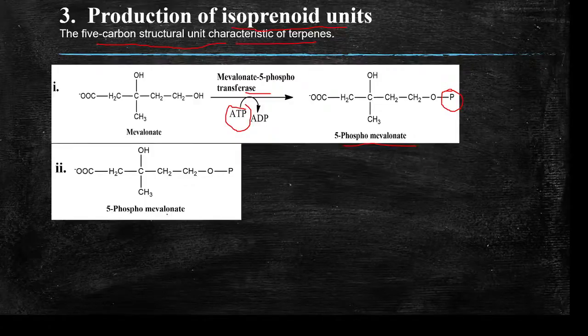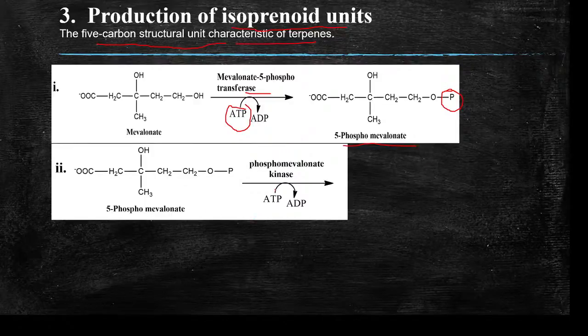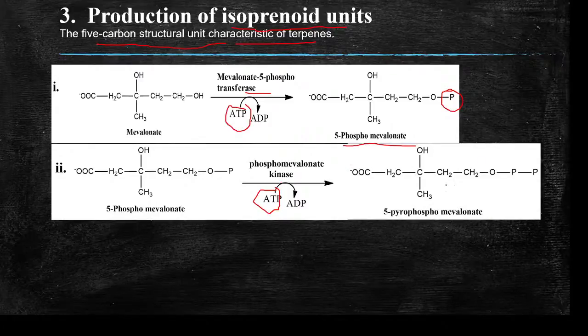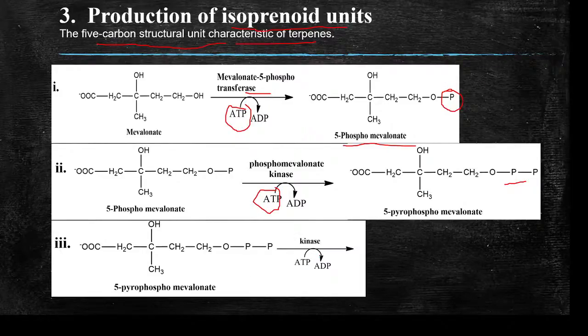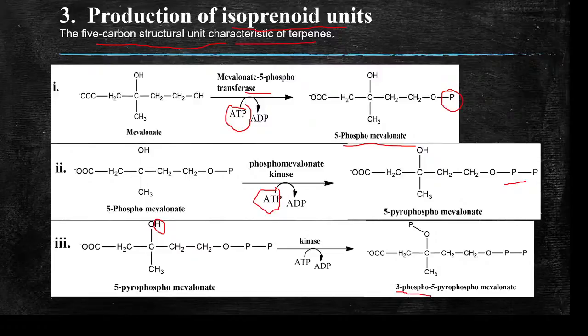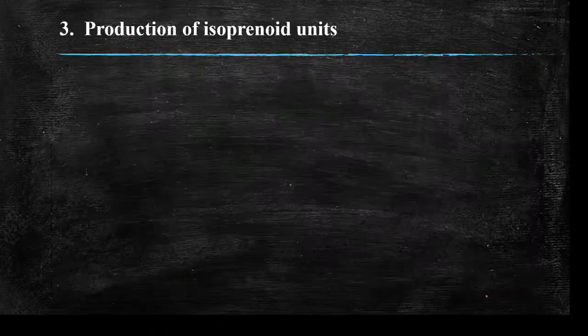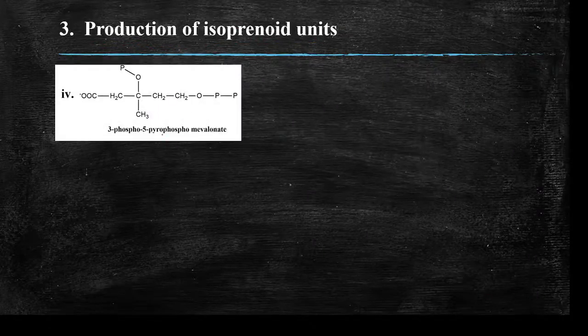In the next step, 5-phosphomevalonate is phosphorylated again. It takes up one more phosphate from ATP, so one more molecule of ATP is converted to ADP. The reaction is catalyzed by phosphomevalonate kinase, and here it will form 5-pyrophosphomevalonate. Again it will take up one more phosphate, but this time it will replace one more hydrogen of the hydroxyl group that is present on the third carbon. So it will form 3-phospho, 5-pyrophosphomevalonate.